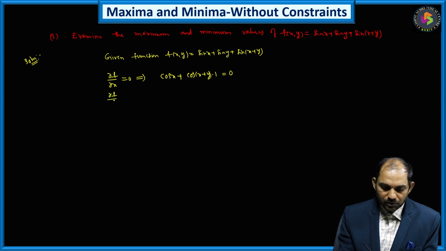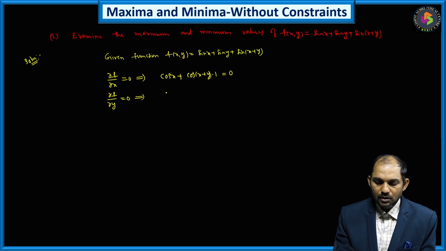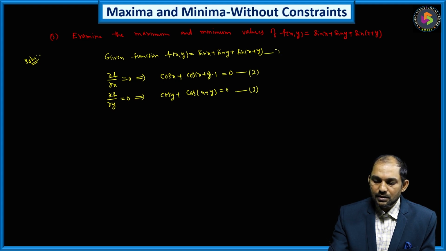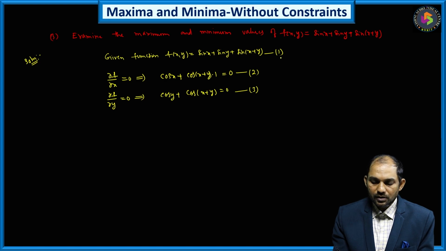Similarly, we compute dou f by dou y equal to 0. This implies the derivative of sin x is 0, the derivative of sin y is cos y, and the derivative of sin of x plus y is cos of x plus y, equal to 0. Label these as equation 2 and equation 3, and the given function as equation 1. Our objective is to find the stationary points by solving these equations.